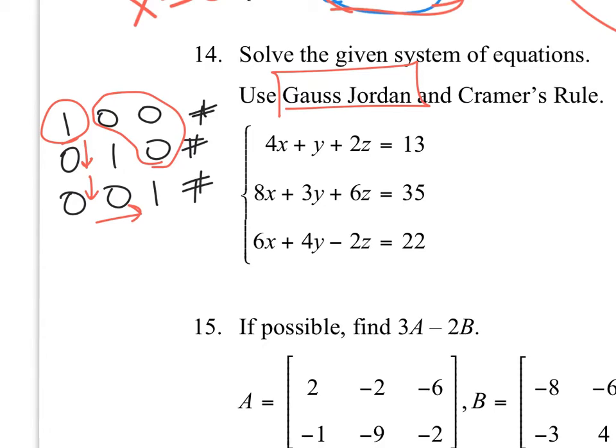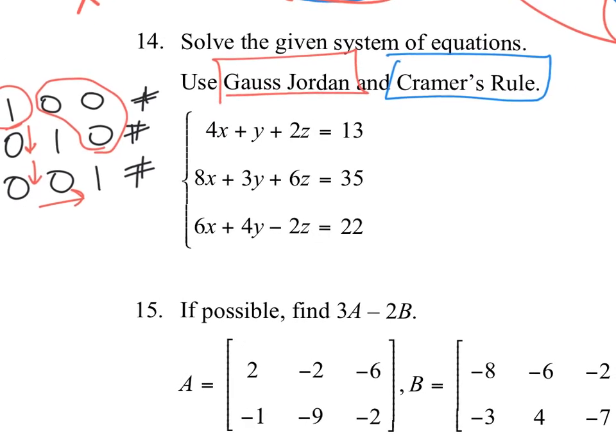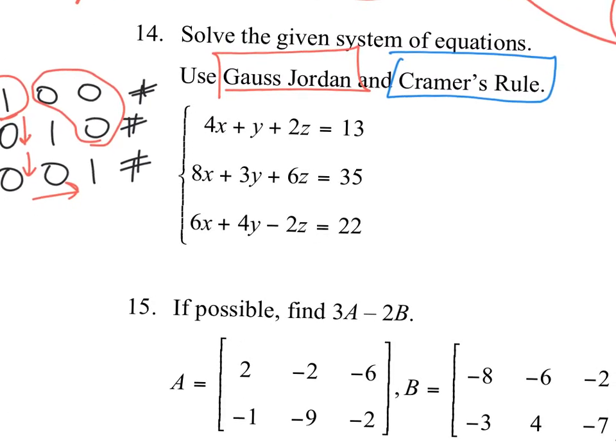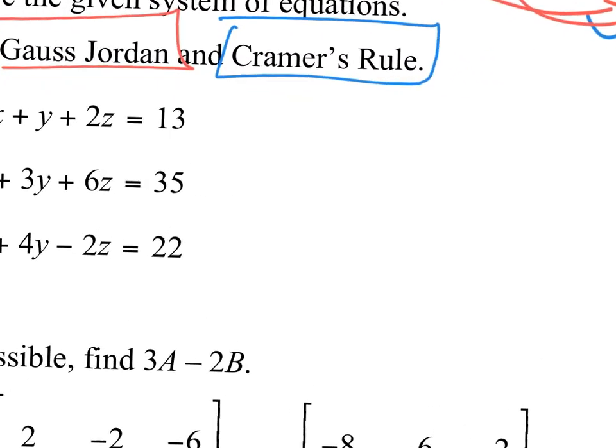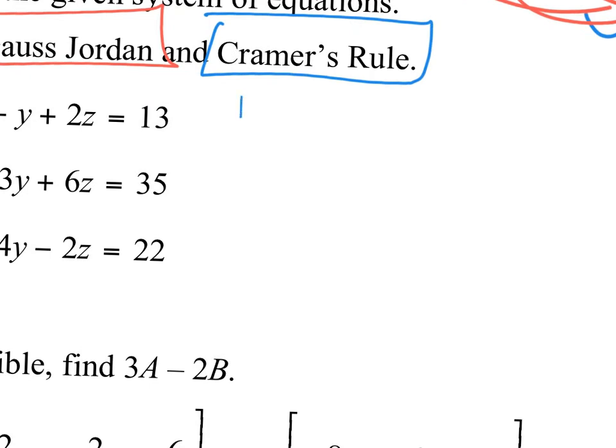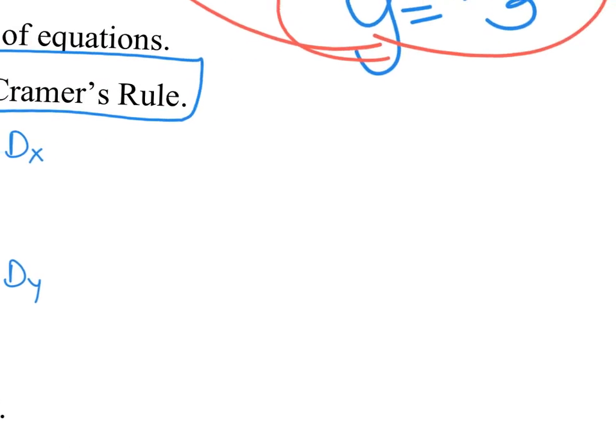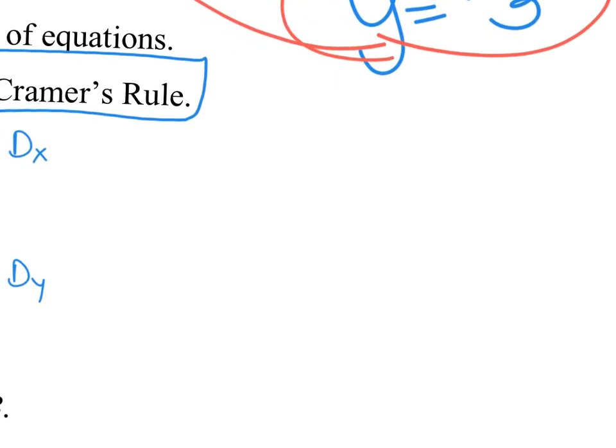And then the Cramer's rule is the one that we learned later on when we learned determinants. So remember Cramer's rule, you have to find D sub x, you have to find D sub y, D sub z, and D. And you do that by doing the matrix. So this, you do the x's, y's, and the z's.